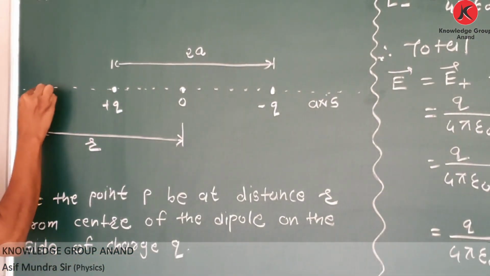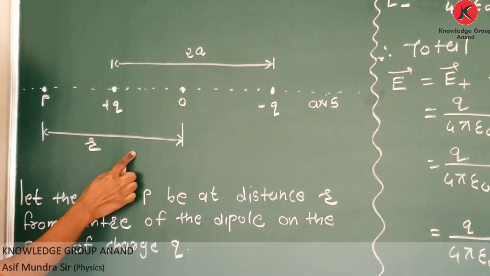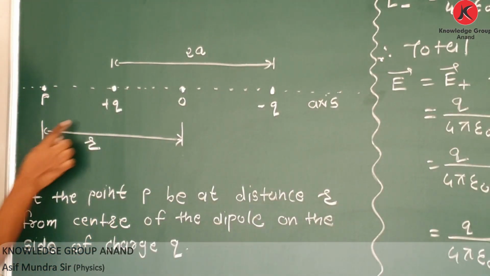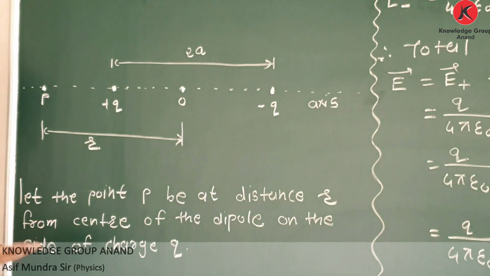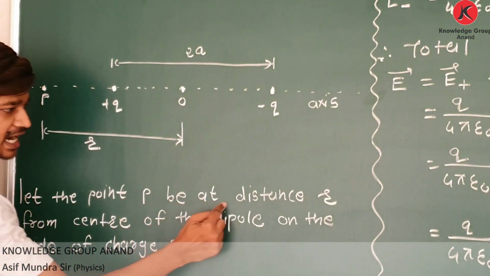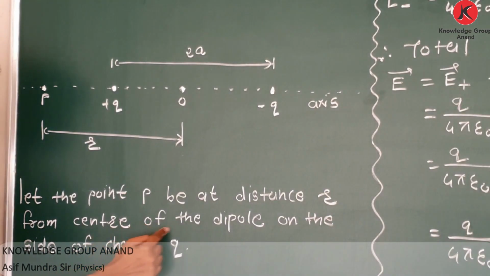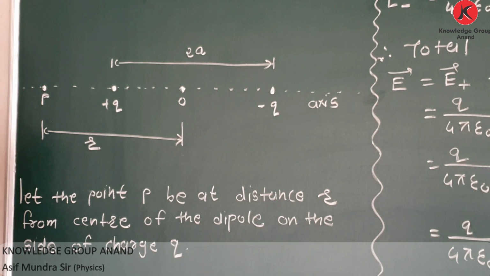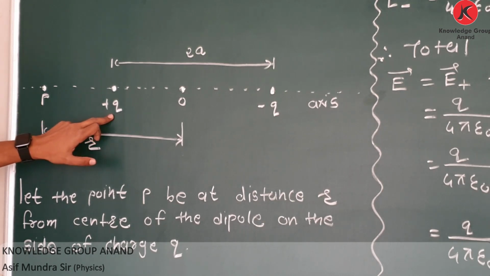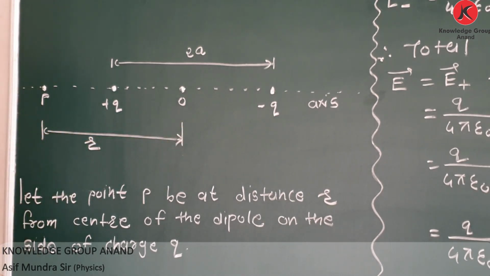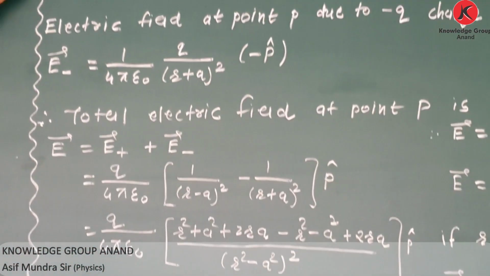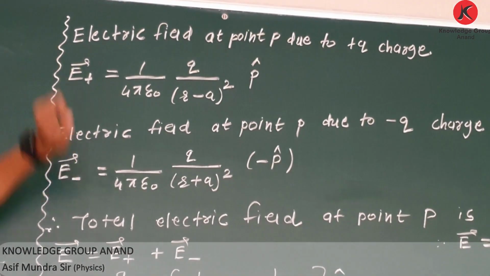I am taking one point P on the axis at a distance r from the center, on the side of the plus q charge. Let the point P be at a distance r from the center of the dipole on the side of charge q. At this point, you have to find the electric field. It is a very simple question. At point P, the electric field is obviously due to the plus q charge and due to the minus q charge. See, we will find the electric field at point P due to the plus q charge.